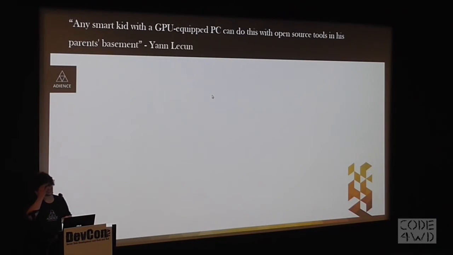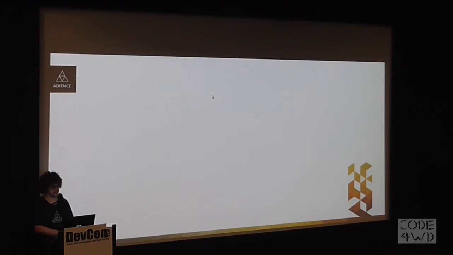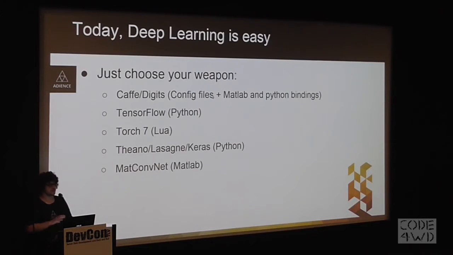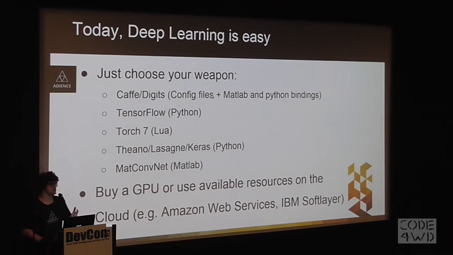Okay. This is a nice quote by Yann LeCun, which I already mentioned. So today, deep learning is easy. There are a lot of open source packages. We'll talk specifically about Caffe. So you can just choose your weapon, get a GPU, or use Amazon or IBM as a cloud service and train your networks. Like I just said, 3 or 4 years ago, there were none of these except Caffe and Theano. All the other packages were not available. They're only very, very recent and very, very easy to learn.